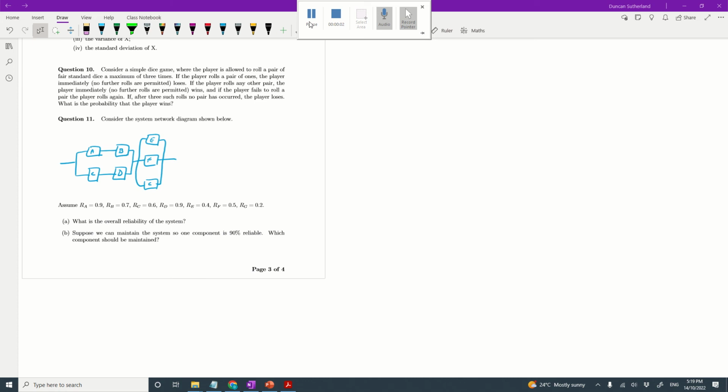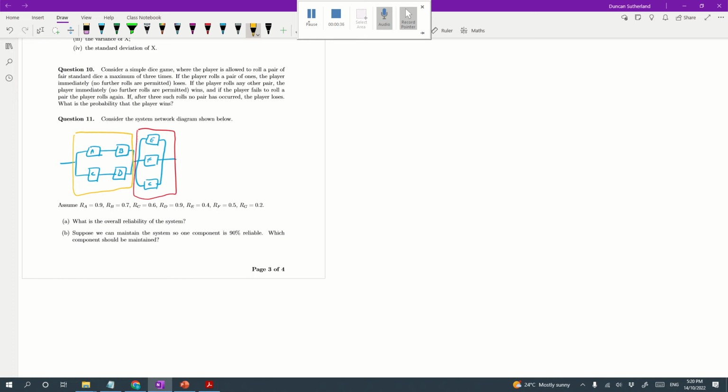Okay, so we'll take a crack at question 11. It's a pretty standard network reliability question where we've got to decompose the networks into series parallel systems and use the rules for those two systems to be able to compute the overall reliability. We first observe that we can decompose into two series subsystems like this.